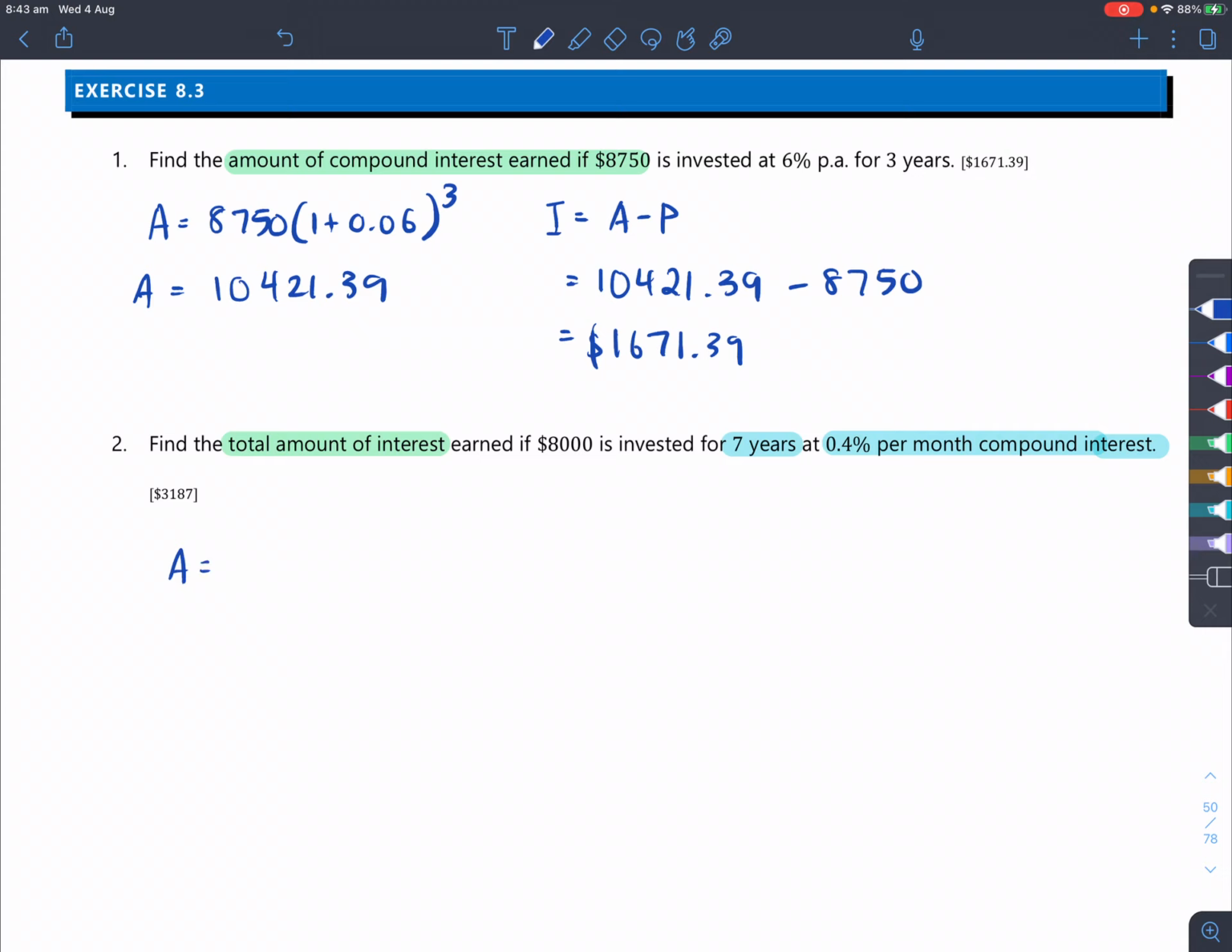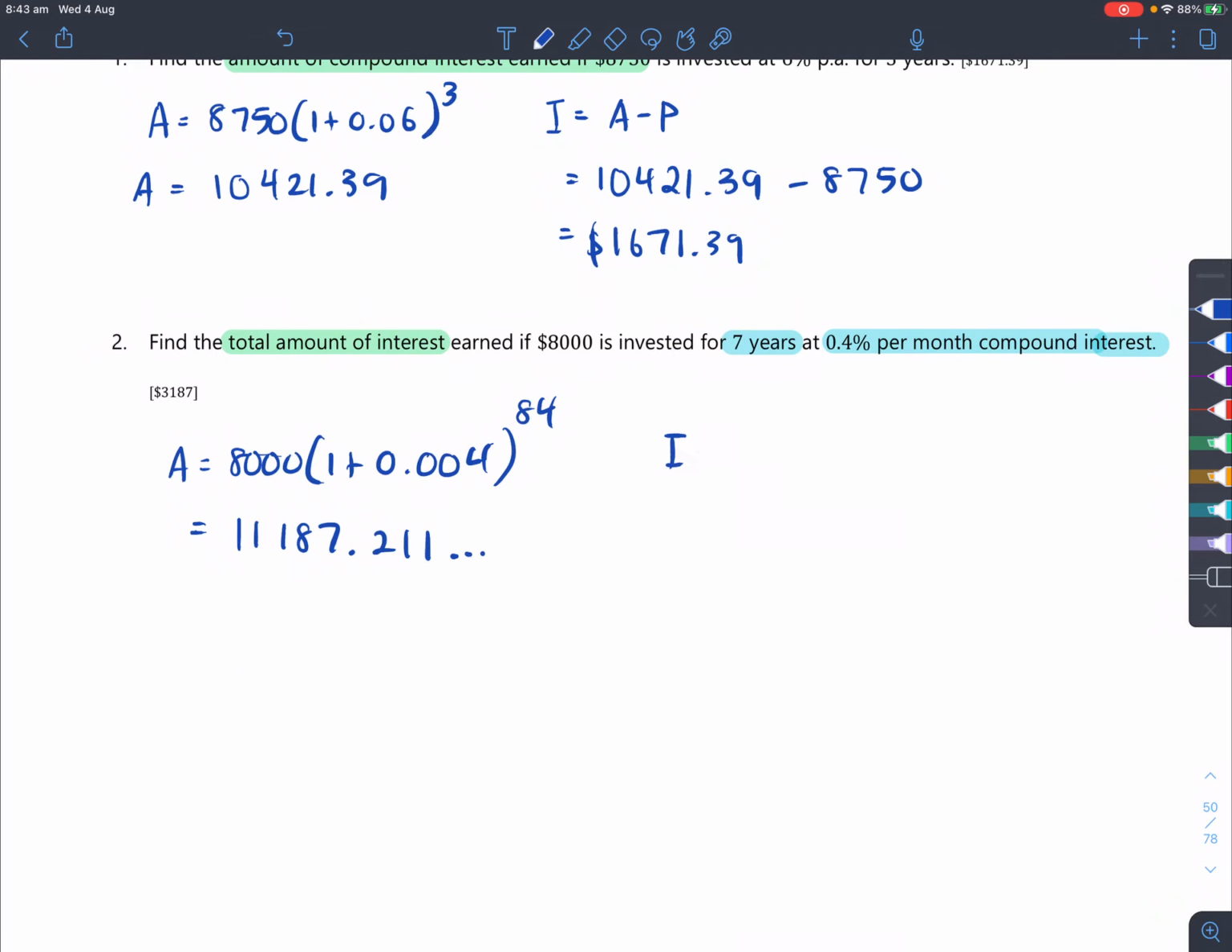So A equals 8,000 multiplied by 1 plus that percentage all the time, so don't change that. 0.004, that's what it would be. But we've got to find out how many months there are in 7 years. Okay, so always change the duration, and that would be 7 times 12, which is 84. Okay, so 8,000 times 1.004 to the power of 84. That gives us this number here, 11,187.211... the small numbers.